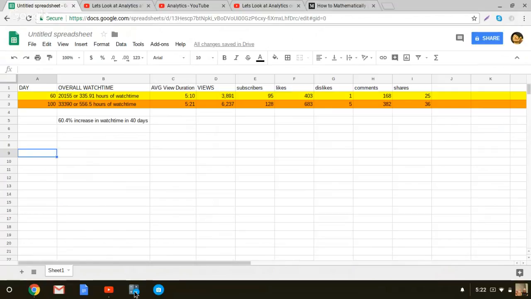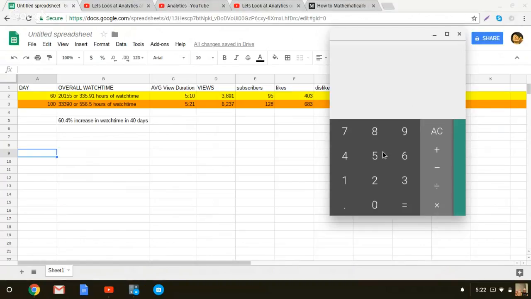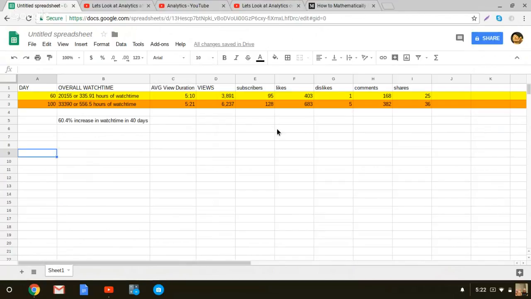Subscribers have gone up from 95 to 128. So we take the 95 and we divide it by 128, and we can see subscriber base has increased. Well, I did my math wrong on that. That's not a 74% increase in subscriber base, but basically it's gone up.